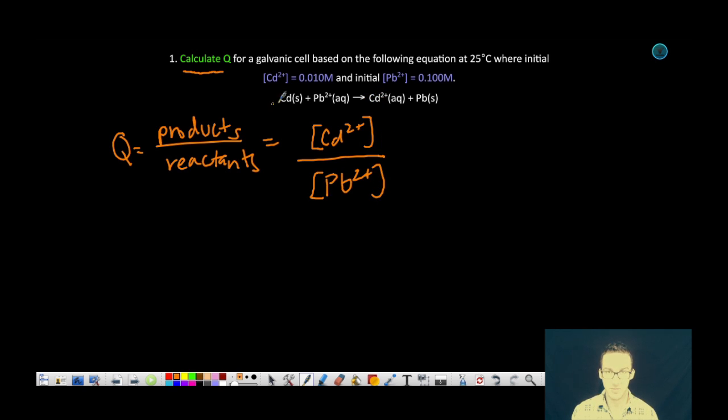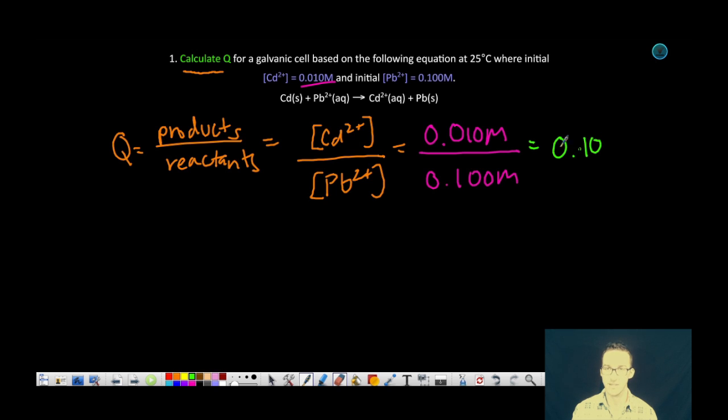My coefficients in the balanced equation are just 1, so I don't need to raise those to any exponents. So I'm just going to plug in my values that are provided to me here. For cadmium, I get a concentration of 0.010 molar, and for lead, I've got a concentration of 0.100 molar. When I bust out my calculator and solve, this one's pretty easy, I get a reaction quotient value of 0.10. No units for the reaction quotient.